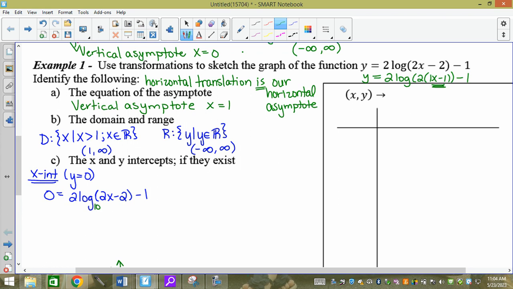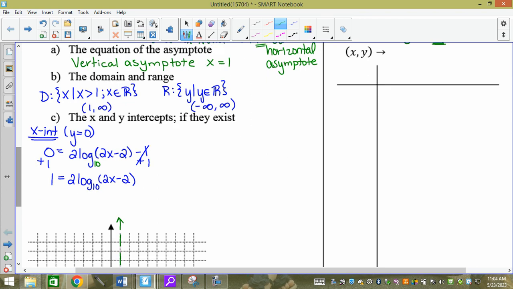Okay, so how do I get x by itself? I can convert to exponential right now. Can I? No. The base of my log becomes the base of my exponent. There are so many things. So I have to first add my 1 over. So I get 1 equals 2 log base 10 of (2x minus 2). Then what do I have to do? I still can't convert it. Someone whispered it. What do we do? Divide by 2. So I get 1/2 equals log base 10 of (2x minus 2).